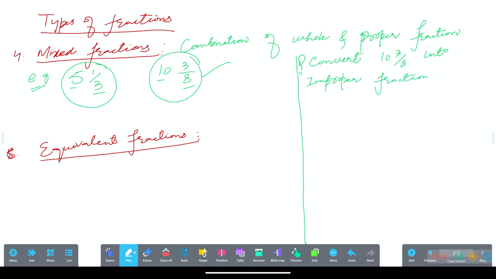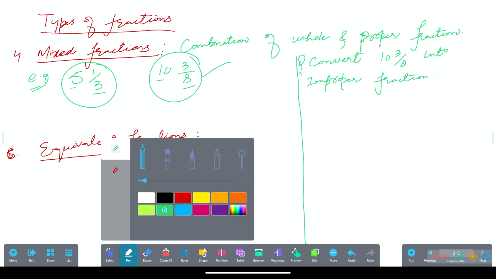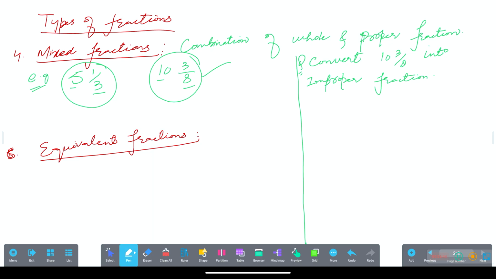So 10 3 by 8, I need to convert it into an improper fraction. Remember, every mixed fraction can be converted into an improper fraction. So I've taken one example here, 10 3 by 8. Let me try to convert it.